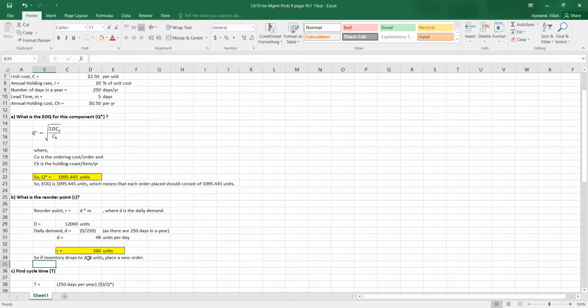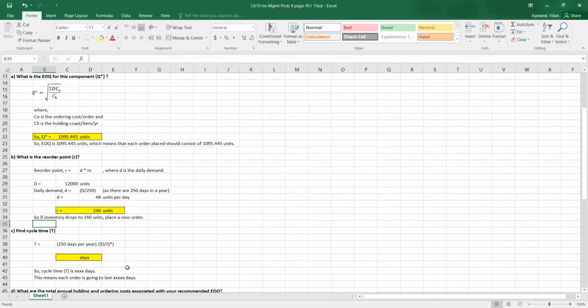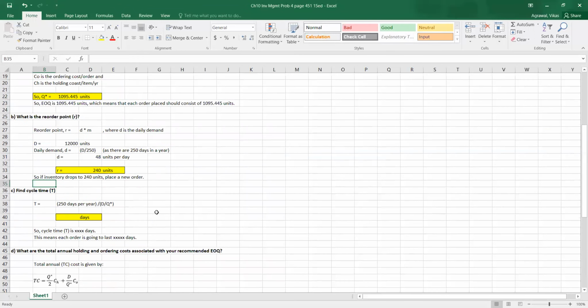So you've got to have 240 units in your hand. If your inventory level drops to 240 units, you are going to place a new order.